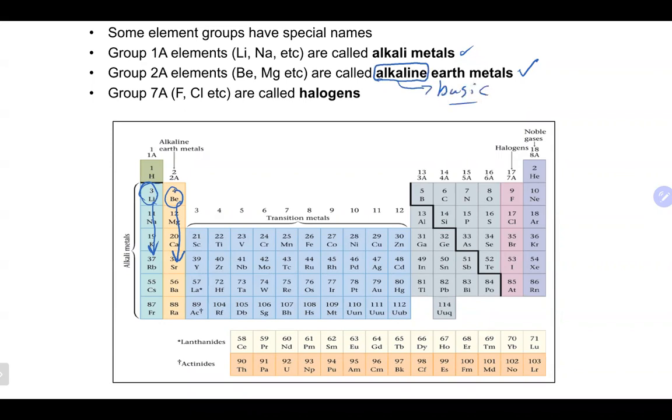And a lot of strong bases actually come from guys in group 1 and group 2. Add it with water, you get things like sodium hydroxide, which is a strong base, potassium hydroxide, calcium hydroxide, strontium hydroxide. So a lot of really strong bases actually come from group 1 and group 2 on the periodic table, hence why they're called alkaline, and alkali metals really means basic.